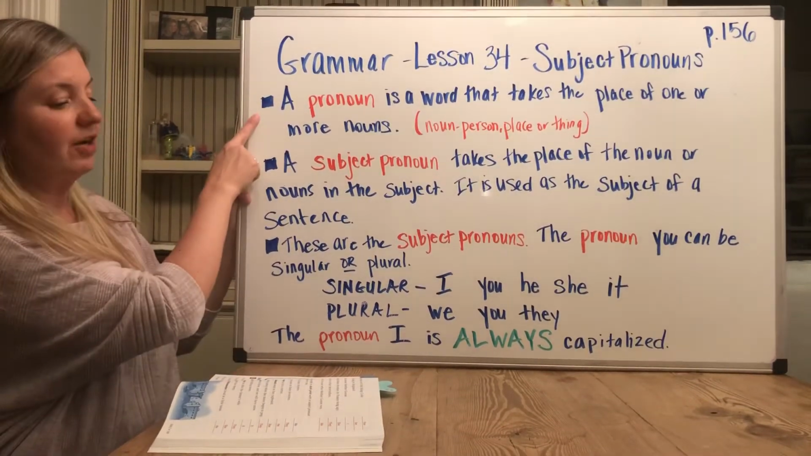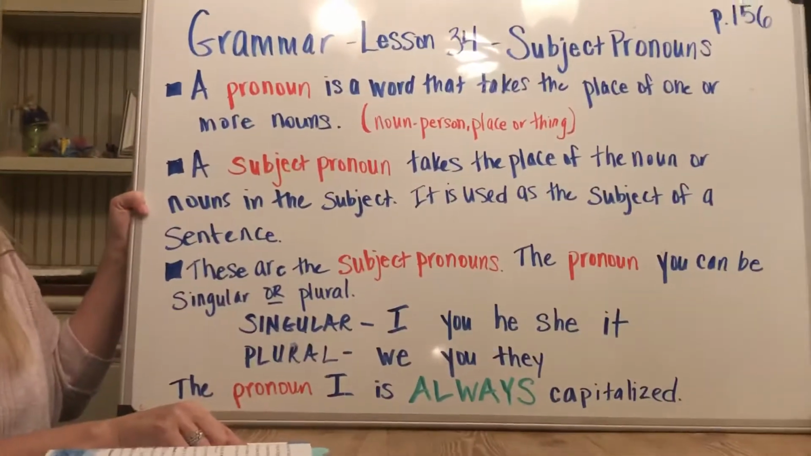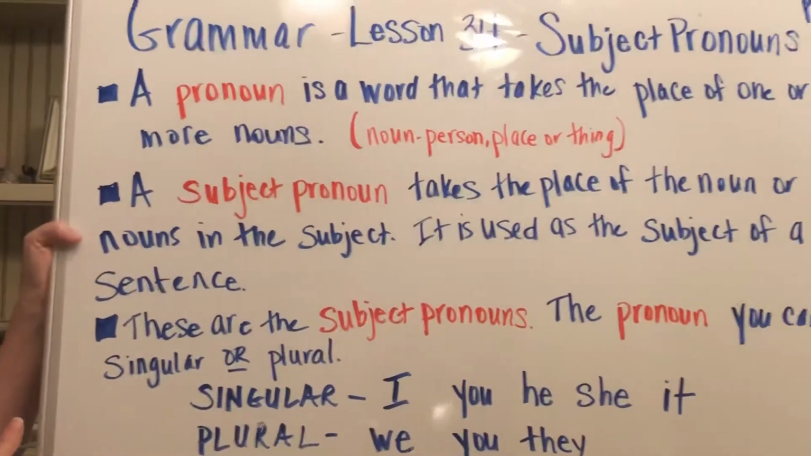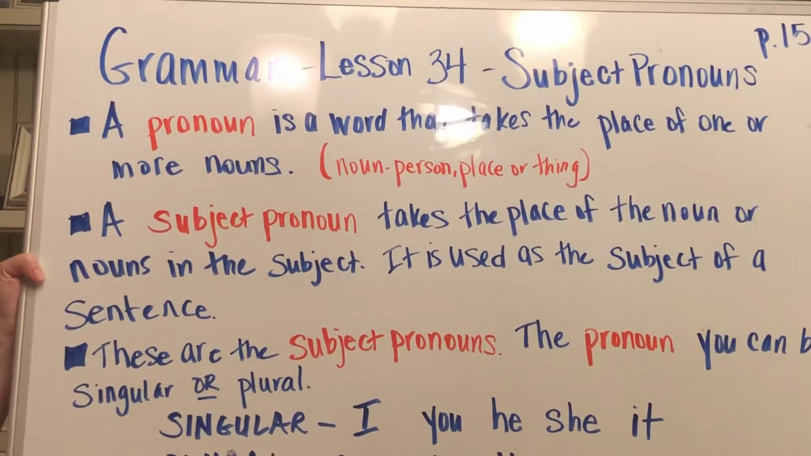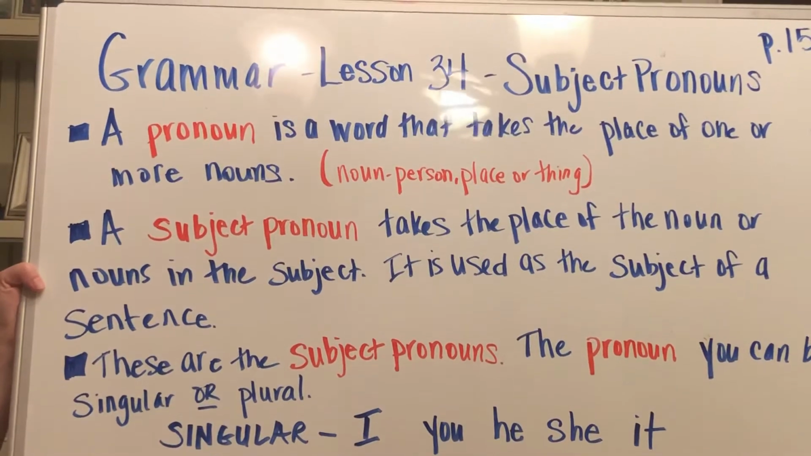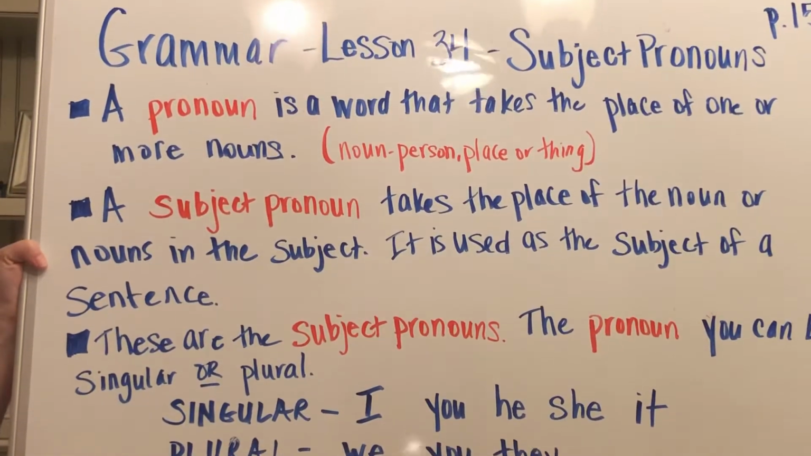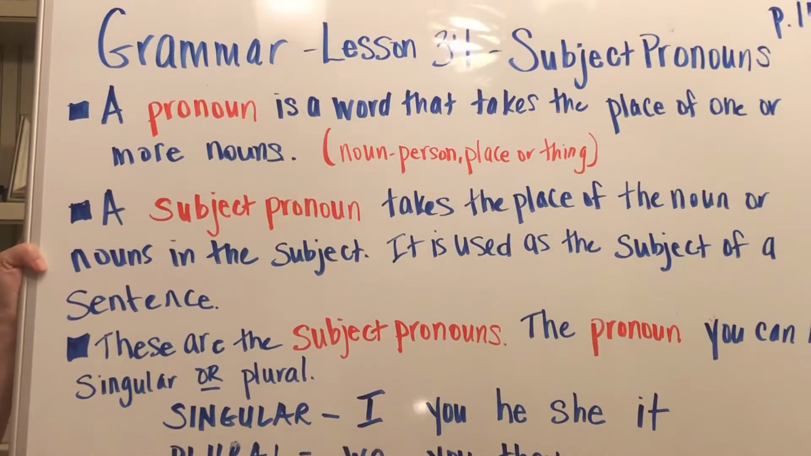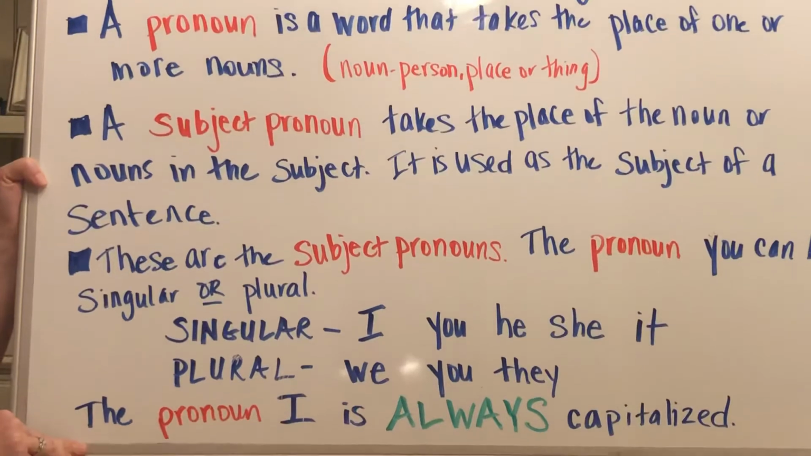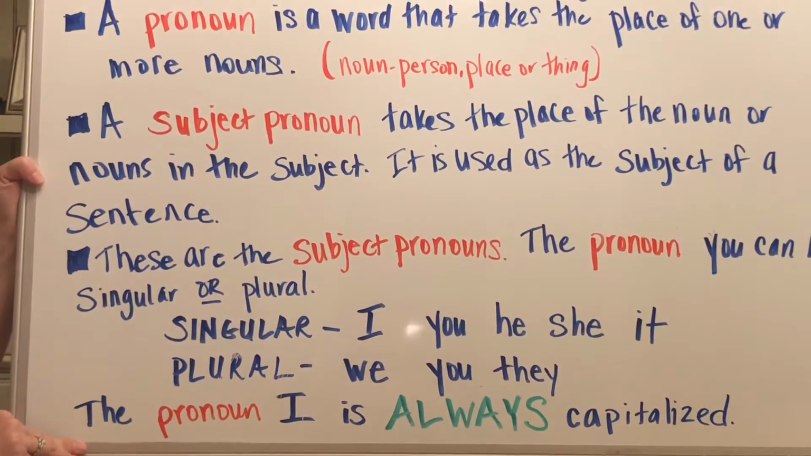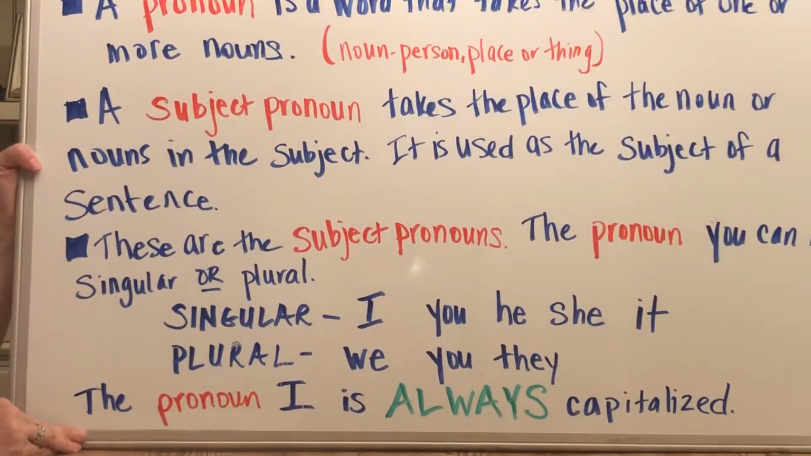So the first square, and if you've got your highlighter, feel free to do this in the top of your book. And if you would rather just look at my board right now, you can do that too, okay? So the first square says, a pronoun is a word that takes the place of one or more nouns. And you remember a noun is a person, place, or thing. Okay, so that's the definition of a pronoun. The next square says a subject pronoun takes the place of the noun or nouns in the subject. It is used as the subject of a sentence.